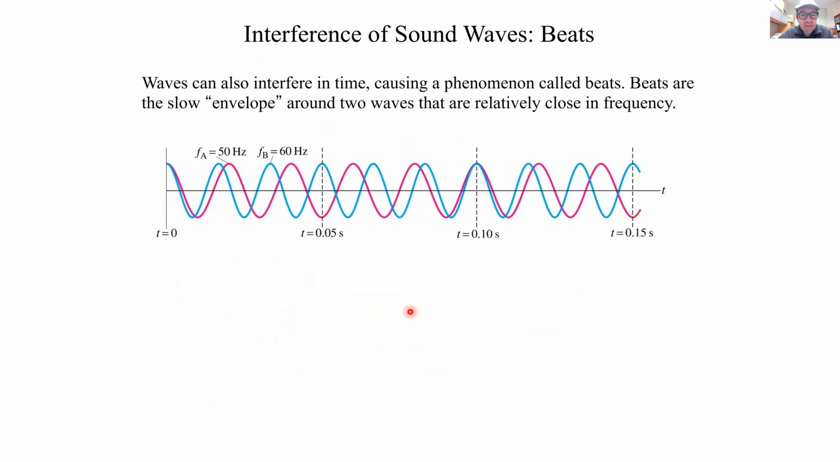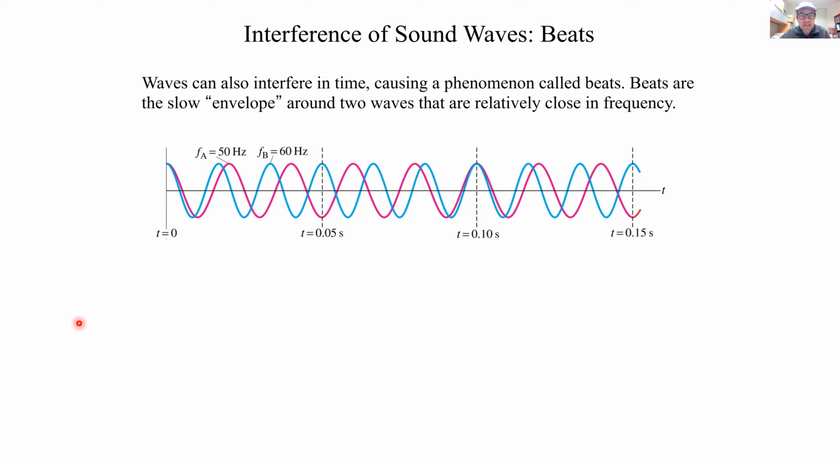Okay, there's another phenomenon that happens, and that is beats. So the way the book says it is waves can interfere in time. So maybe that's a little confusing. What's happening here is that two waves are arriving at the same point in space, but the waves have different frequencies. And so imagine that you have one microphone, and these two waves of different frequencies arrive at the same microphone. When one of the sources plays by itself, let's say a 60 hertz sound, you get this blue wave recorded by the microphone. When you turn that one off and you turn on a different source at 50 hertz, this is what is recorded by the microphone, the red one.